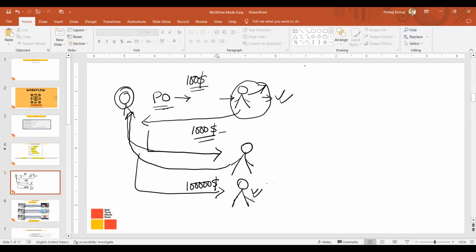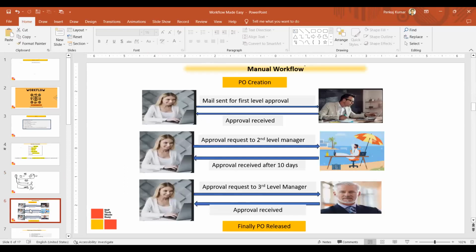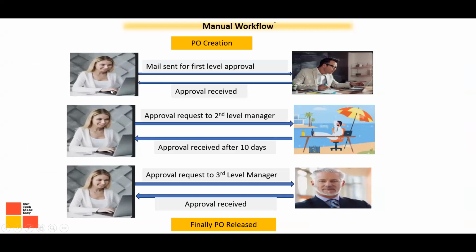Okay, so the same things I have tried to demonstrate in this particular PPT. This is the employee sending the email to this manager, approval received, again sending to the second manager, approval received, he's enjoying on the beach. After 10 days, he has sent back the approval. Again, here you can see that for the final approval, she's sending to him, and again, he's approving. And then at last, your PO is finally going to get released, right? So this is the manual stuff.